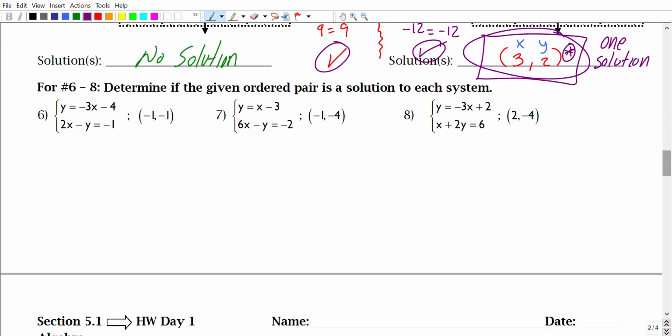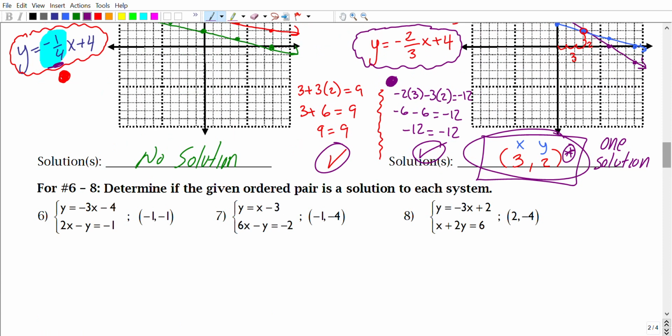So they're telling me that they think the solution is -1, -1. So I'm going to test it on both of my equations. So let's go ahead and do that. If I substitute it into the original one, I get -1 equals -3 times 1 minus 4. This is -1 equals -3 times -1 is a positive 3 minus 4. So I get a -1. Is that true? Yes, it's true. It checks out.